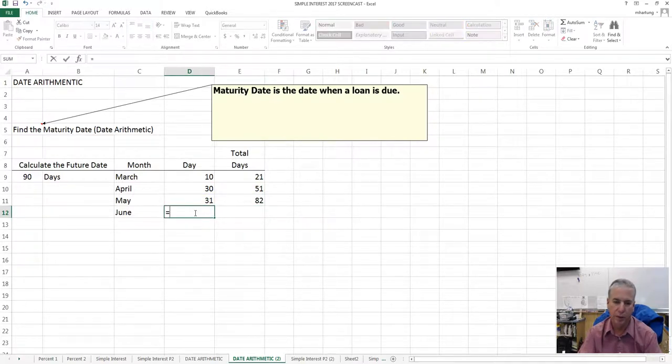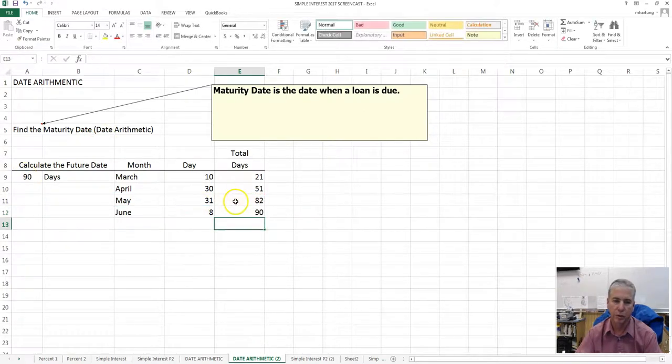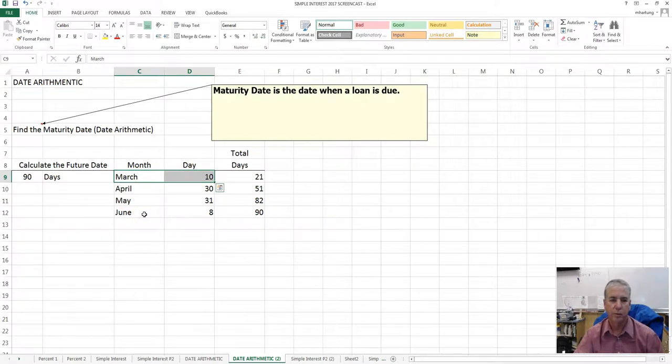And then we need to see how many days we need in June, and the number of days that we need in June will tell us the date. We need 8 days, therefore the date is June 8th. And then that last calculation, if we want to make sure. Count our total days. There we go. 90 days from March 10th. The date will be June 8th.